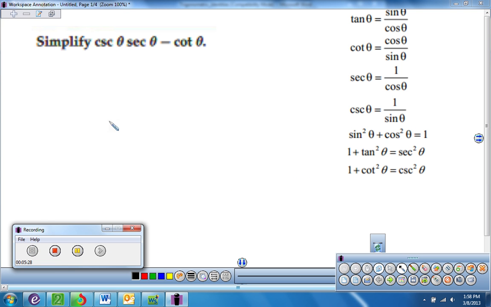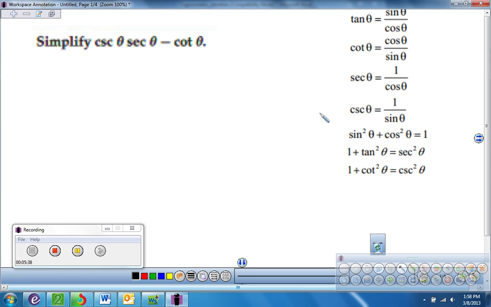All right, let's simplify another one of these. Now we don't have any squareds in here, so again, I'm not going to deal with these yet. I may or may not need them. But here, I'm going to go ahead and write cosecant and secant in terms of sine and cosine. So cosecant is 1 over sine. Secant is 1 over cosine.